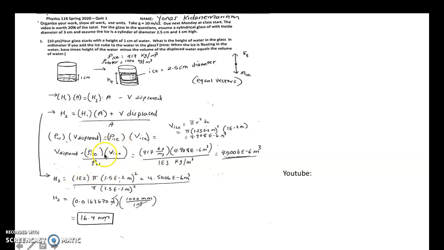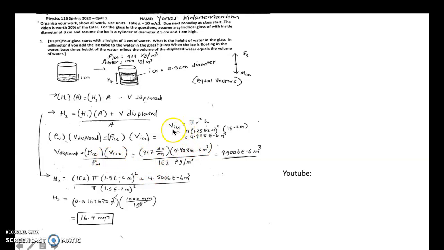And we have all these numbers, and all we're going to do is just plug it in, like so here, and we get 4.5006 E minus 6 cubic meter for the volume displaced. I've also calculated the volume of the ice. Actually, I calculated the volume of ice before finding the volume displaced.